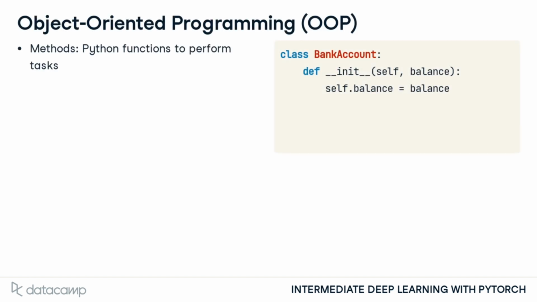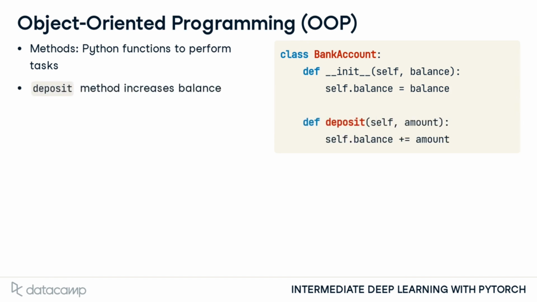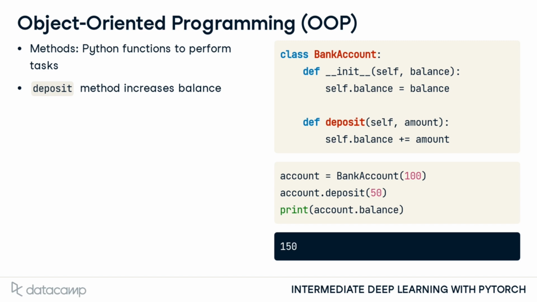Classes can also have methods. These are functions to perform various tasks. We'll add a deposit method that updates the account's balance. It's written like a normal Python function with the addition of self. We can now use this method by calling account.deposit to increase the balance.